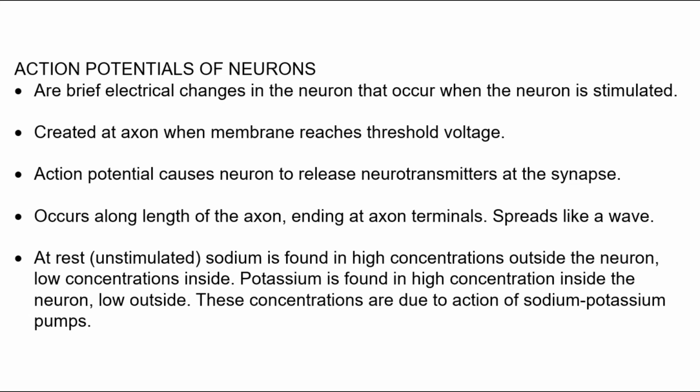The movements of sodium and potassium across the membrane create the action potential. At rest, sodium is found at high concentrations outside the neuron, while potassium is found at high concentrations inside of the neuron. These concentration differences are established due to the action of the sodium-potassium pumps.